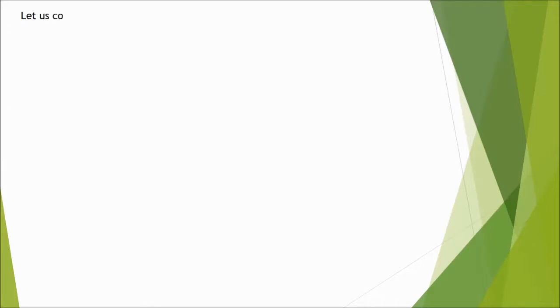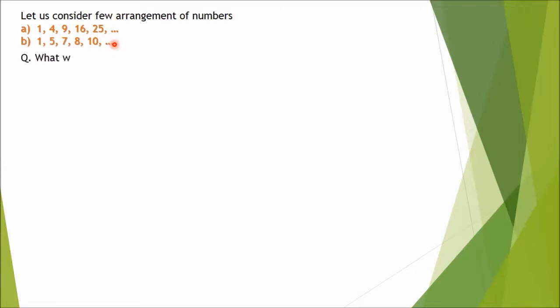You can see on your screen. Let us consider a few arrangements of numbers. The first arrangement is 1, 4, 9, 16, and 25. The second arrangement is 1, 5, 7, 8, 10, dot dot dot. Read the question carefully, or listen to the question carefully, and guess the answer. First question: what will be the next term in arrangement A?